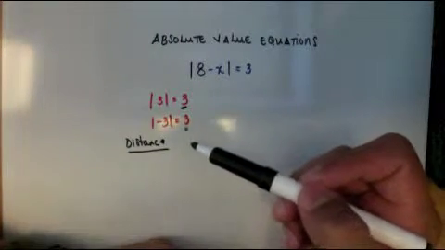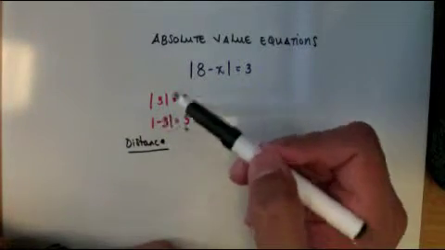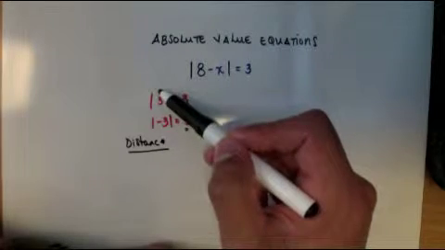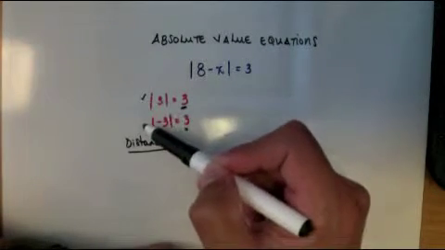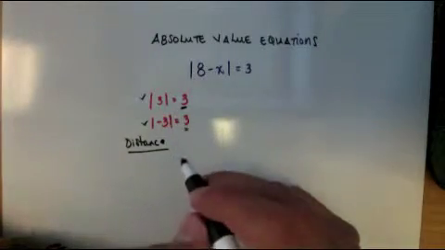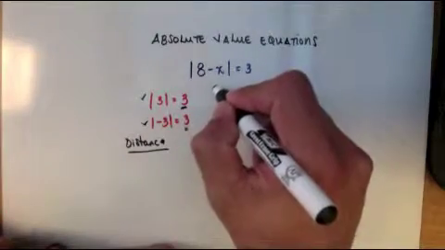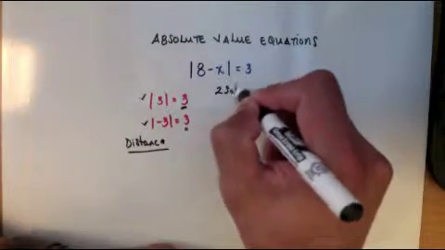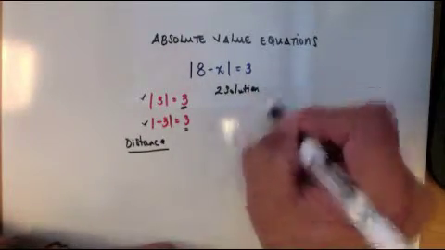true. But I want you to understand that in absolute value we have two solutions. Okay, we have the positive and the negative. So when we do these absolute value equations, we have two solutions. Okay, so we have a positive solution and a negative.